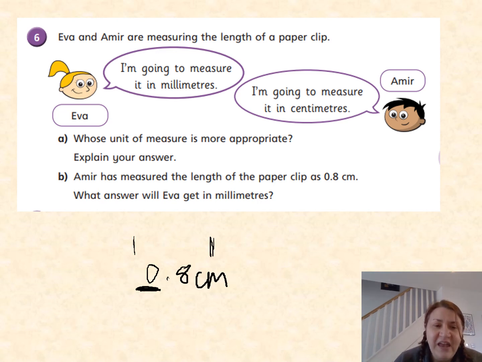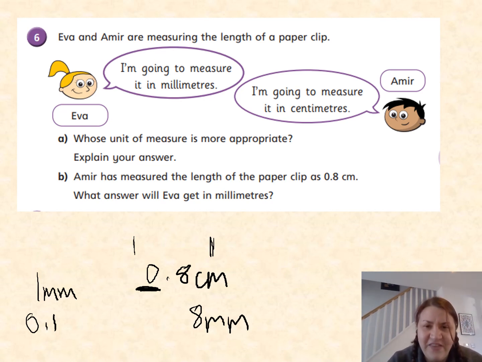So if there are 10, 0.1 must be 1 millimetre. 0.2 must be 2 millimetres. So can you tell me what 0.8 would be? It would be 8 millimetres. Again, look, the 8 is still there. We've just moved it. Well done if you said that.